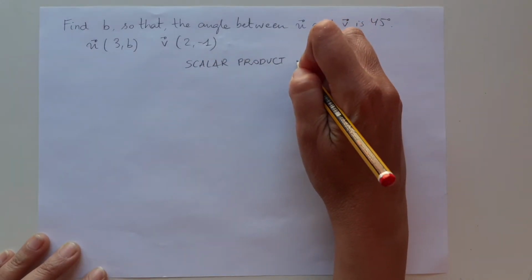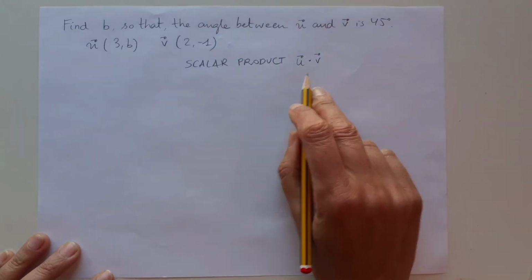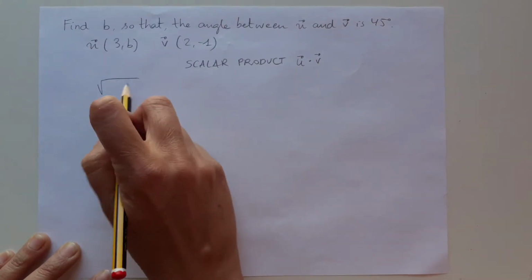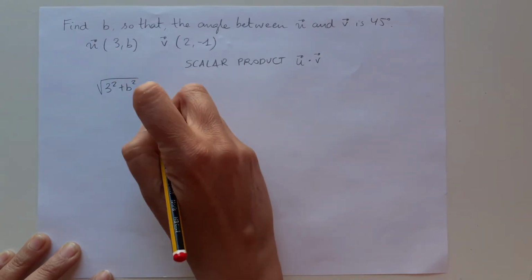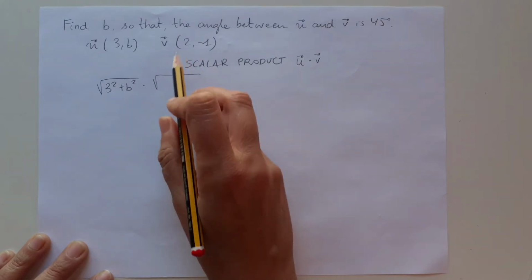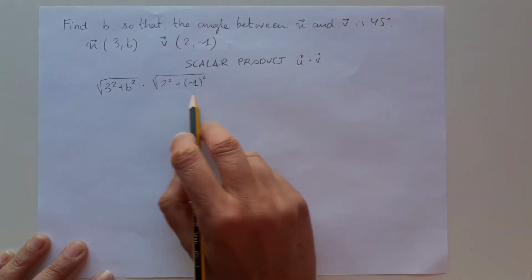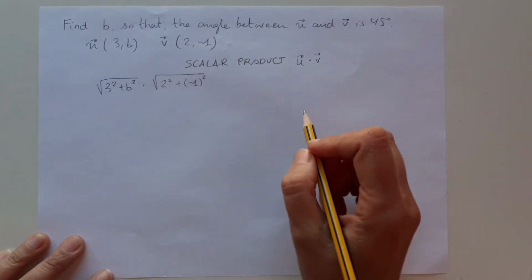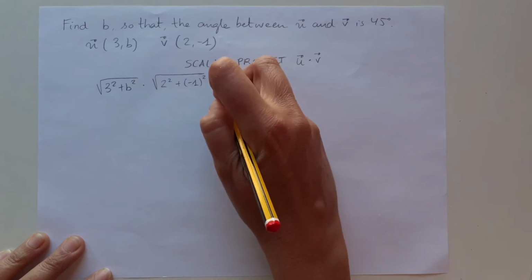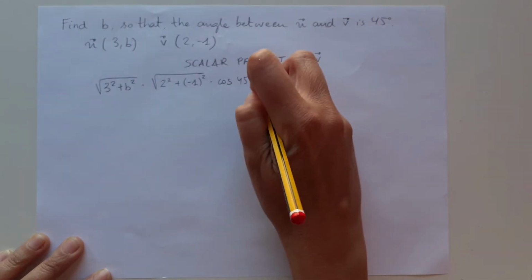We are going to do a scalar product of U times V. So the module of the first would be the square root of 3 squared plus b squared, times the module of the second, which would be the square root of 2 squared plus (-1) squared. And the reason why was because we used Pythagoras. Remember that? And now the cosine of the angle between them, that is 45.